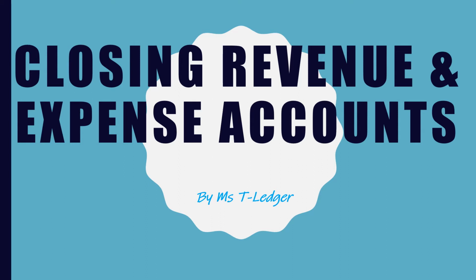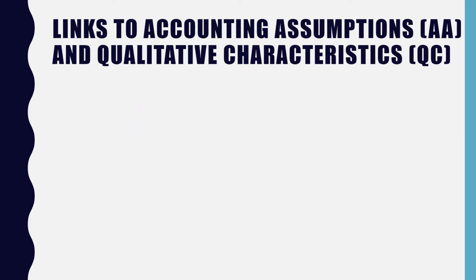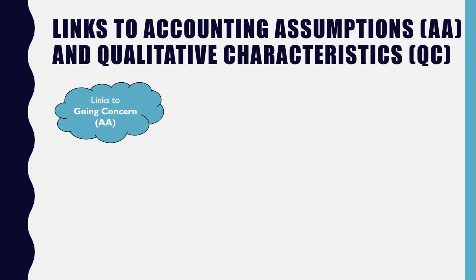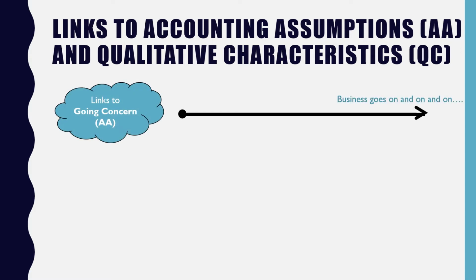In this video, we're going to look at how we close the revenue and expense accounts. To understand why we need to close the accounts, we're going to look at some links to the accounting assumptions and qualitative characteristics. First, we're going to start with going concern, which states that our business is assumed to go on and on and on.